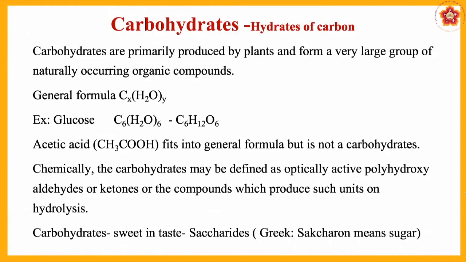Now we will start with carbohydrates. What is meant by carbohydrates? Carbohydrates are called hydrates of carbon. Carbohydrates are primarily produced by plants and form a very large group of naturally occurring organic compounds. The general formula is CxH2Oy. For example, glucose is C6H12O6. Acetic acid, CH3COOH, fits into the general formula but it is not a carbohydrate.